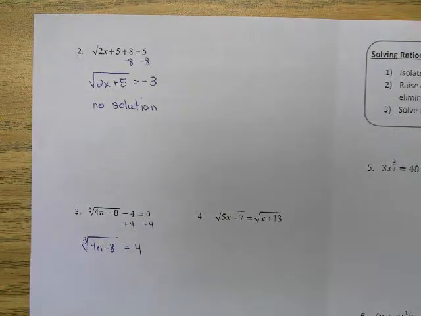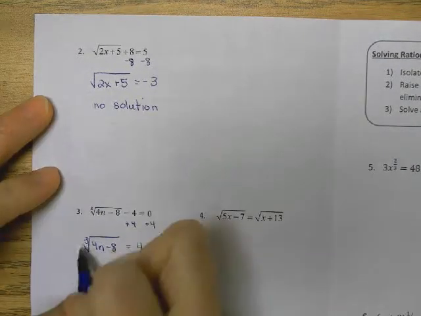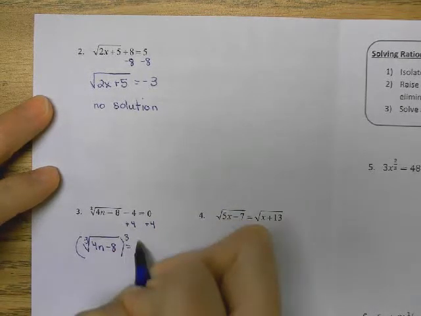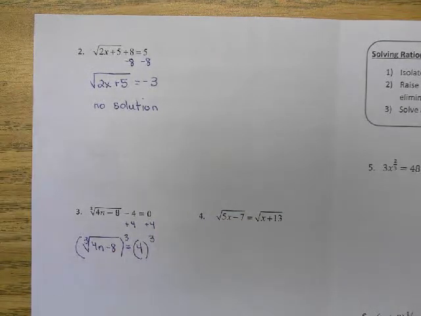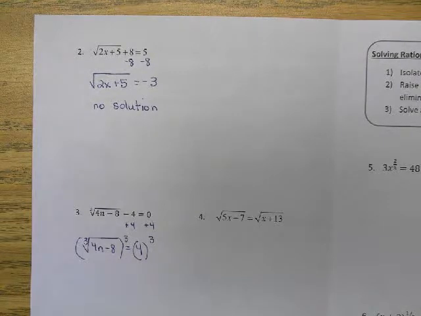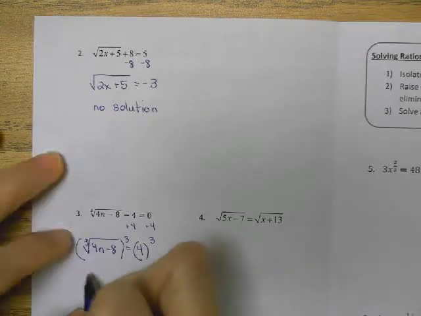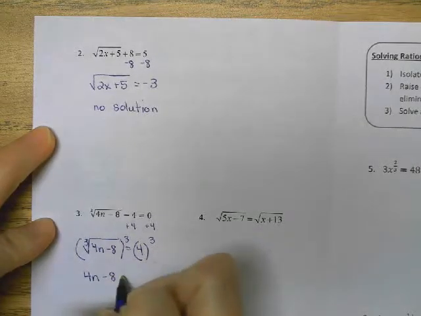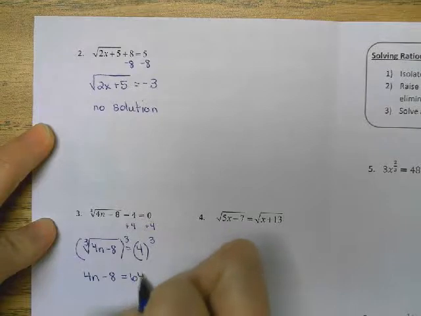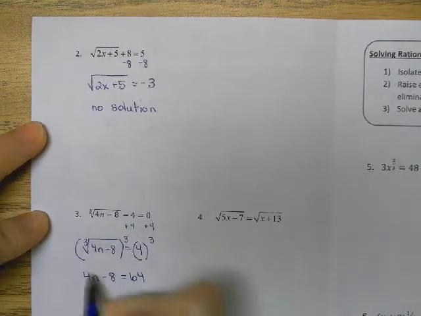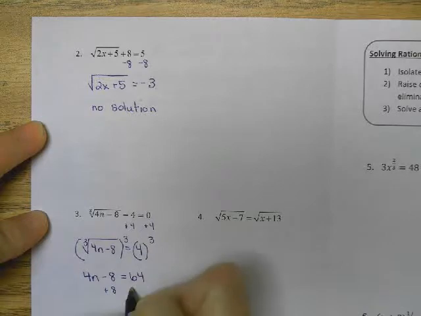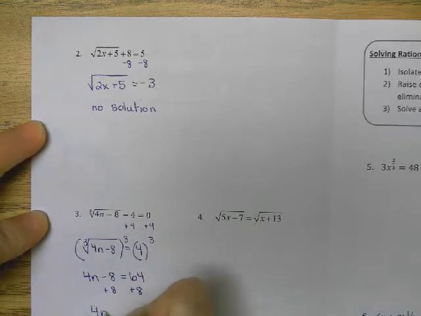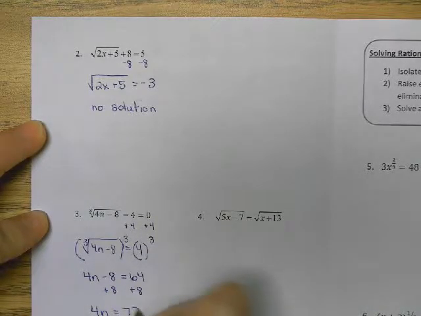Now, how do I get rid of a cube root? Well, I cube both sides. So when I cube a cube root, it goes away. And when I cube 4, I get 64. So on this left-hand side, I'm going to get 4n minus 8. And I'm going to get 64 over here. Now I need to go ahead and solve for my variable. So I'm going to add 8. So 4n equals 72.